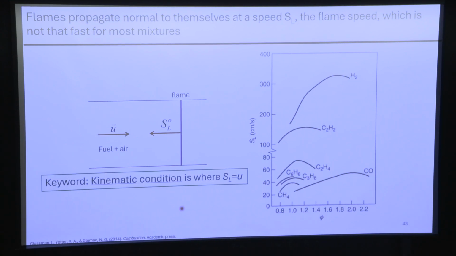A key word here is kinematic condition. The kinematic condition is met when the flame speed, which is the speed at which the flame propagates normal to itself, is equal to the velocity component normal to the flame. Here in one dimension, it's just U equals S_L. But that normal component, as we'll see when we come back from the break, is quite important. Flames propagate normal to themselves, and so what matters for how they stabilize is the velocity component that's normal to the surface of the flame.